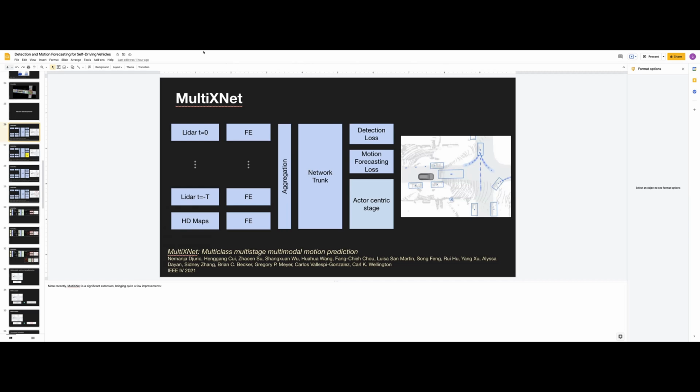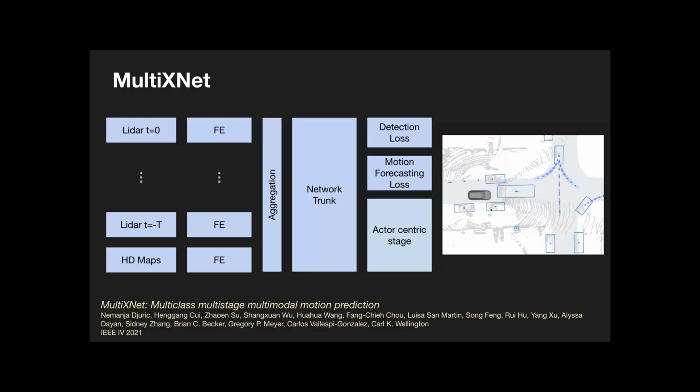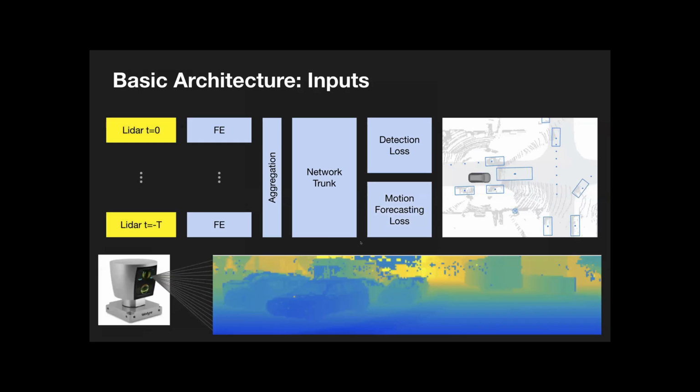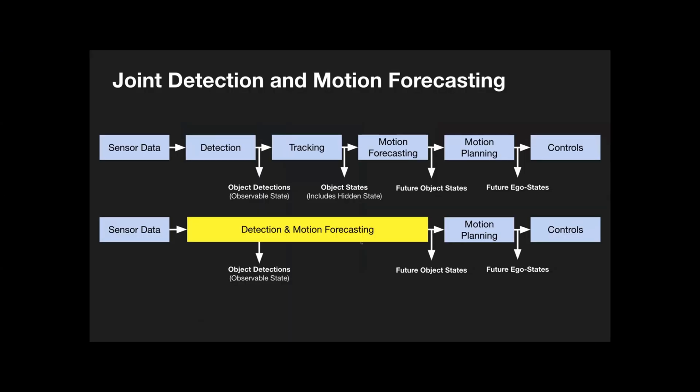One second. Let me see if I can. I think I lost what I was sharing. So. Okay, is this the diagram or the one with multi-XNet? No, the very first one where you have two diagrams. The first one is to have separate perception and yeah, this one.